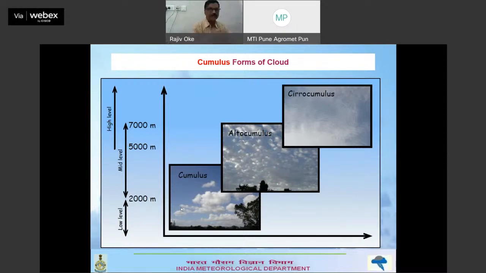So these are the cumulus cloud, still 0 to 2 kilometers. These are the cumulus cloud having a little bit flat base with a cauliflower-like shape. This is cumuli family only, but this is a low cloud. This is a low cloud. This is a medium cloud. This is high cloud.